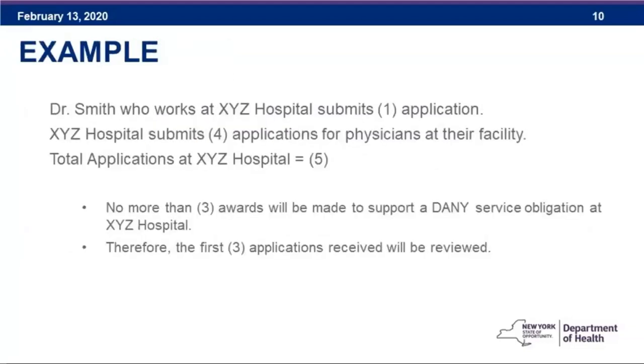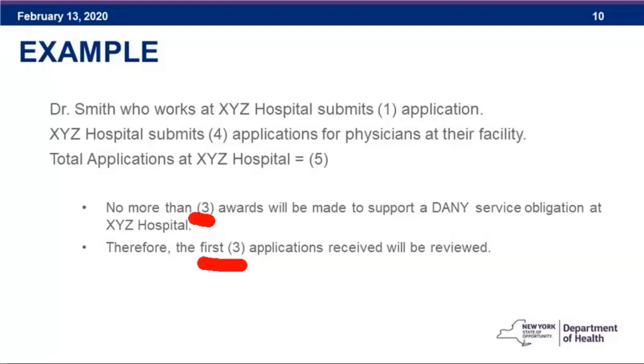So, for example, Dr. Smith, who works at XYZ Hospital, submits an application. In addition, XYZ Hospital submits 4 applications of their own for their facility. So in total, there are 5 applications from the XYZ facility submitted to the department. Since no more than 3 awards will be made to support a Danny service obligation at XYZ Hospital, the first 3 applications we get will be the ones that we review and consider. So some of you might ask, well then why would a facility even want to submit a 4th if we're only going to accept up to 3?